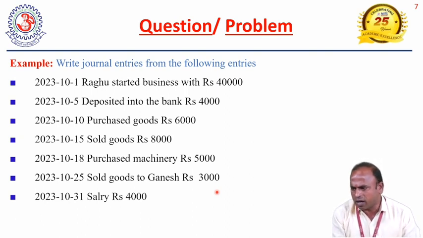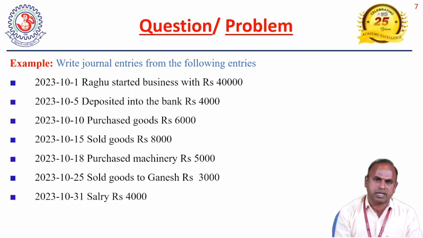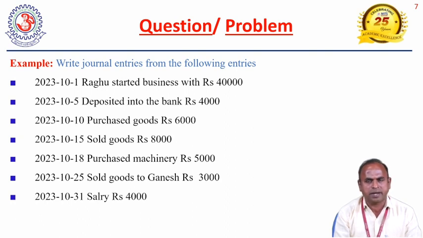The next one, October 31st, 2023, salary 4,000 rupees. In this transaction, every month the owner pays salary to the employees. So in this transaction, cash and salary, two items are there. Salary is a nominal account, cash is a real account. So here salary is an expense from the business point of view every month. So as per the nominal account, expenses you write down the debit side. The cash goes out from the business.